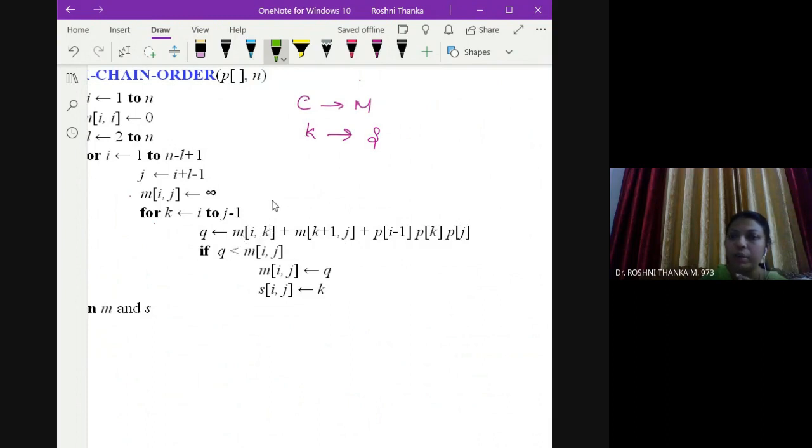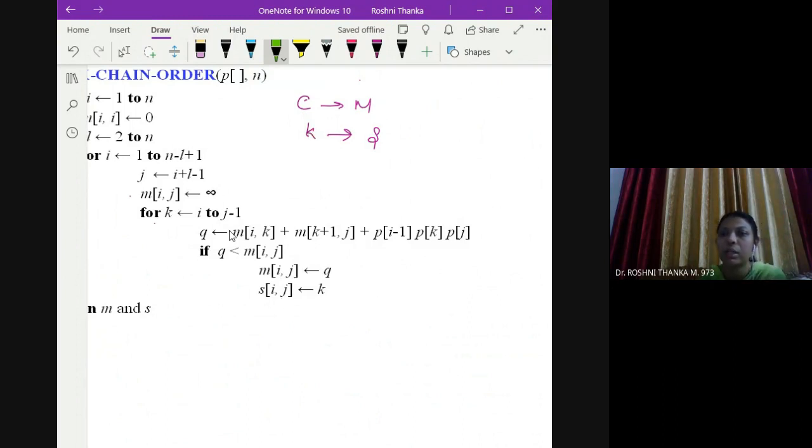This exact same cost function is denoted here. There we used the notation C of i comma j; here it is m. That's the only difference. So i, k and then k plus 1, j, plus the dimensions d i minus 1, d k and d j. Here this is represented as p: p i minus 1, p k and p j. Every time we check the cost, whichever has the minimum cost is assigned in the cost matrix, and that k value is stored in the k table; here it is s.